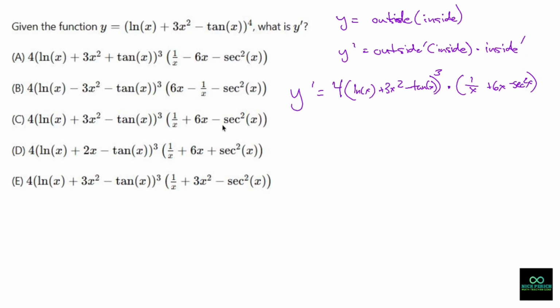So that would be, let me see, all of these have the 4 out front, to the third power, good. Then we have 1 over x plus 6x minus secant squared x. So it's going to be c. I don't like how they're so very similar, but yeah, it's going to be c because we did chain rule.